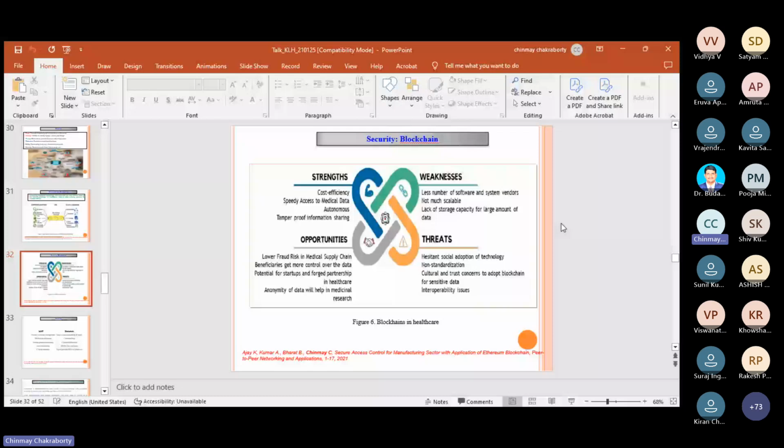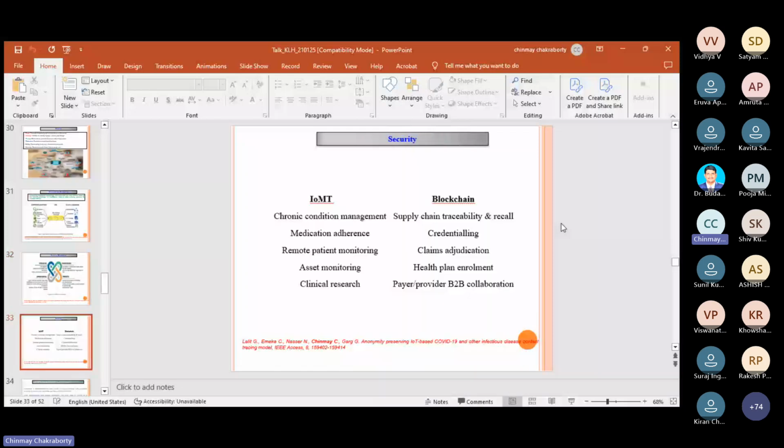Opportunities mean lower fraud risks in the medical supply chain, beneficiaries get more control over the data, potential for startups and partnerships in healthcare, and anonymity of the data will help medicinal research purposes. But different threats are also involved, like hesitant social adoption of technology and non-standardization, cultural and trust concerns to adopt blockchain for sensitive data. Another one, interoperability issues are also involved for blockchain-enabled healthcare systems.